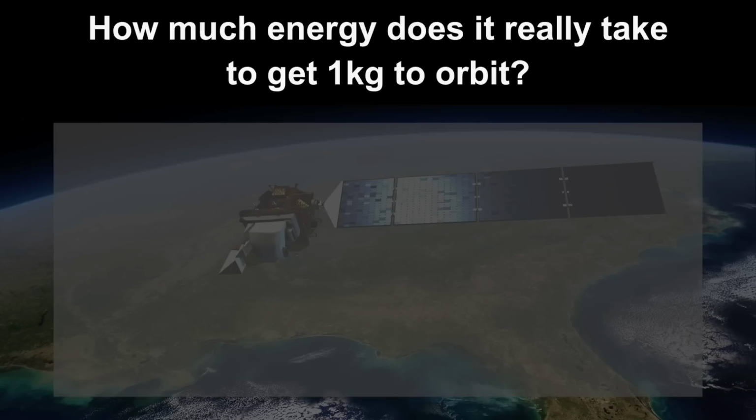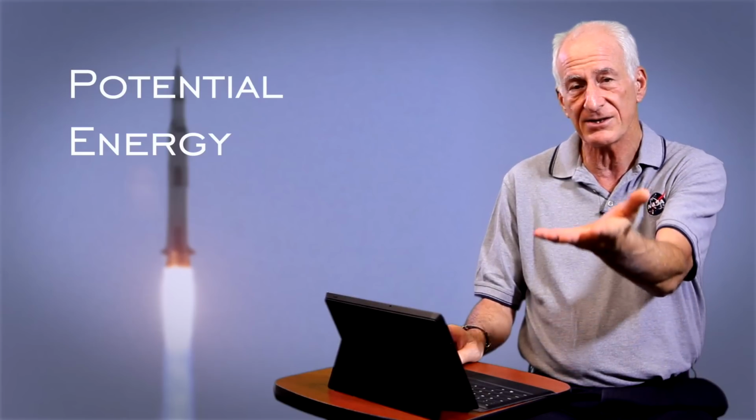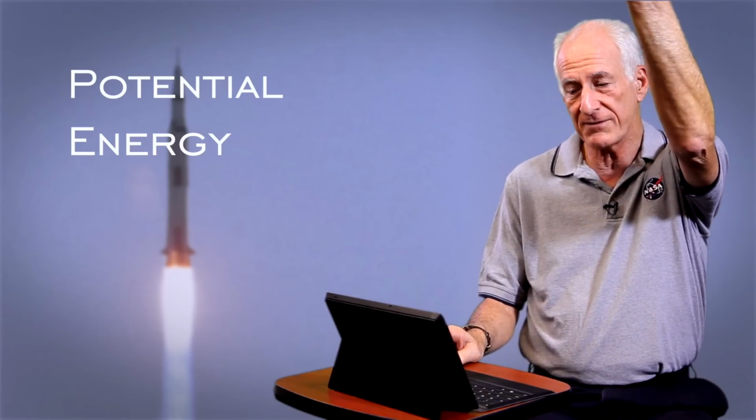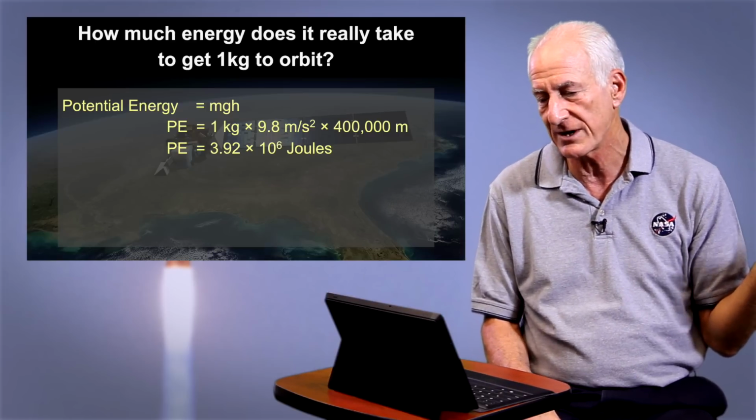It takes a lot of energy to get up there. How much energy do you actually need to put 1 kilogram in orbit? Well, if you remember your high school physics, there's two forms the energy can take. There's potential energy that you need to actually raise 1 kilogram off the surface of the Earth. And let's say we're going to about 400 kilometers, okay?